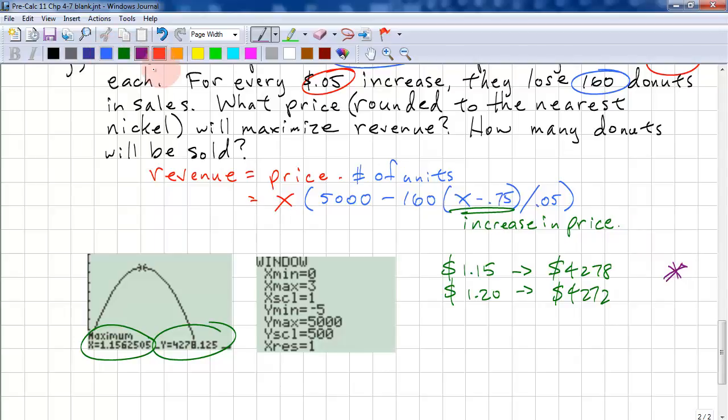We need to do one last check. We need to take 4278 and divide this by $1.15. This gives us 3,720 donuts.